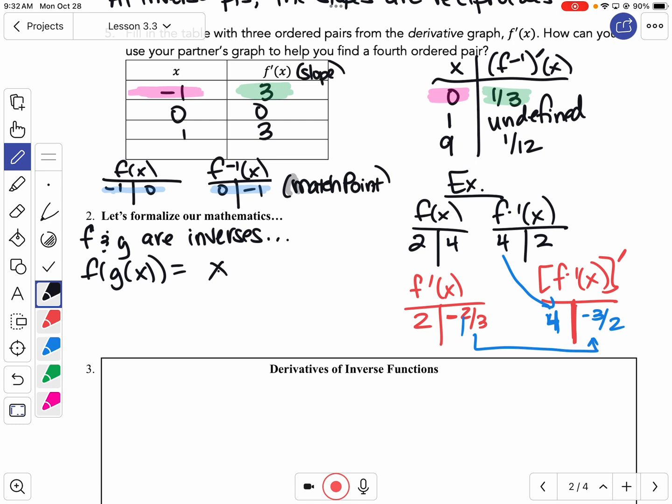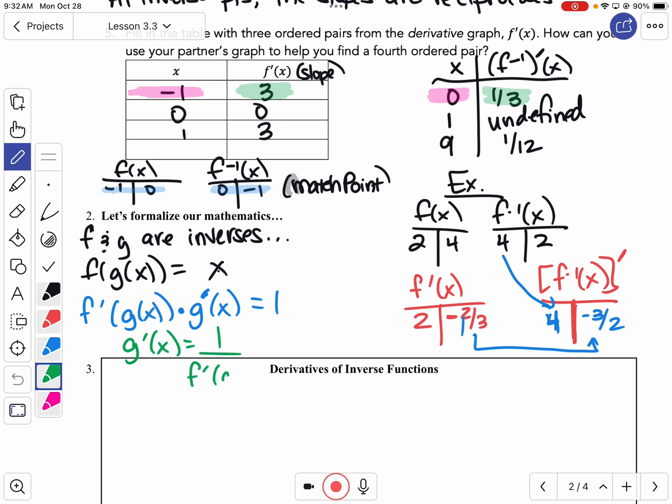How do we do the derivative of a composition? Yeah, we do that chain rule thing: f prime of g of x times g prime at x. What would be the derivative of x? 1. If I want to solve for g prime at x, what would I have to do? Divide. So g prime at x is equal to 1 over f prime at g of x.